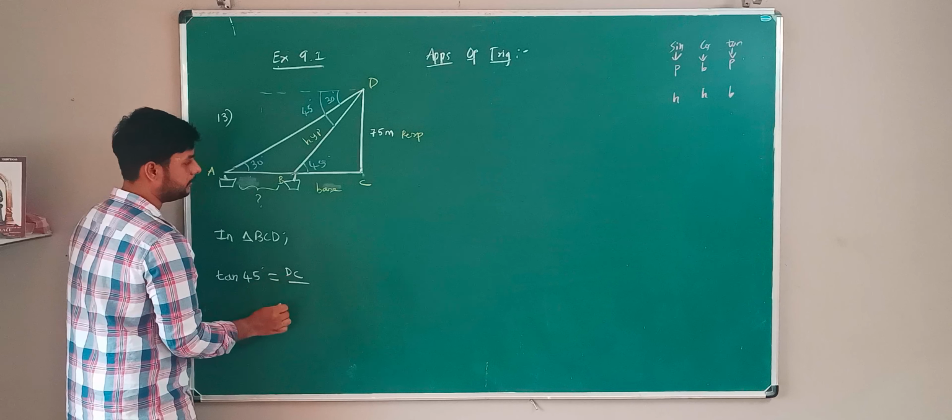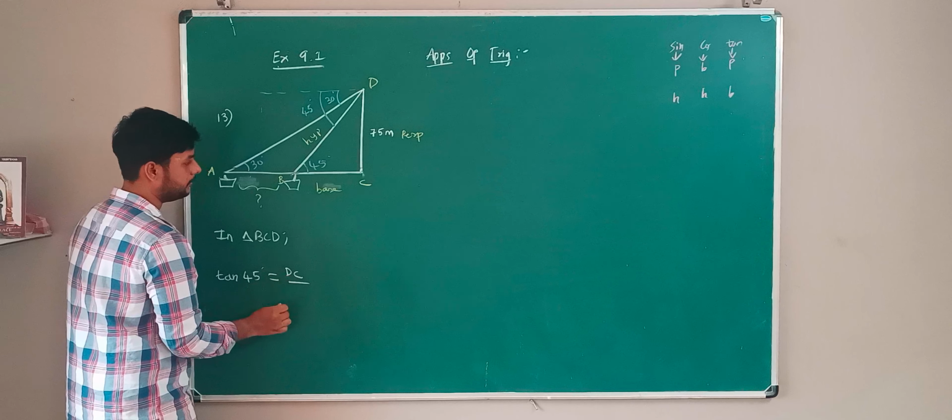In the whole triangle, the hypotenuse is AC. In triangle ACE, this is the angle of 30 degrees. This is the perpendicular, and that is the base. So again, tan 30 is equal to perpendicular by base, EC by AC.